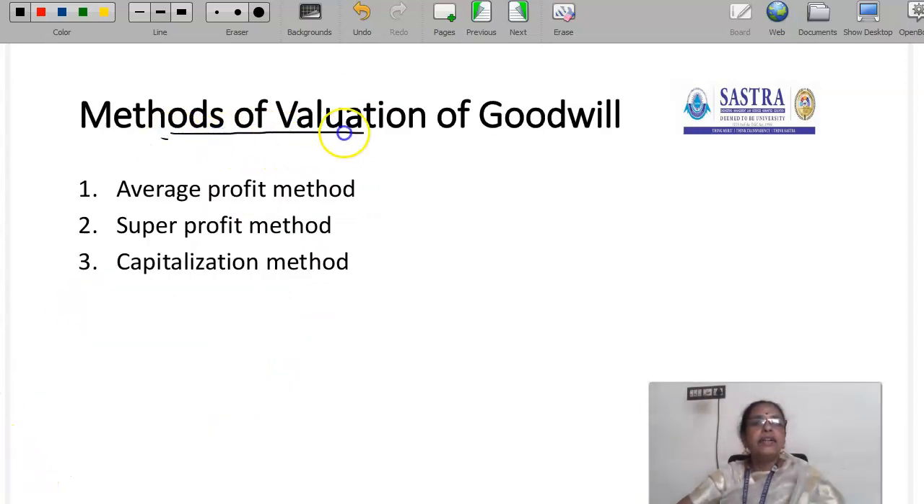Then methods of valuation of goodwill. There are three methods. First method is the average profit method. Second method is the super profit method. Third method is the capitalization method. Let's see the methods one by one.